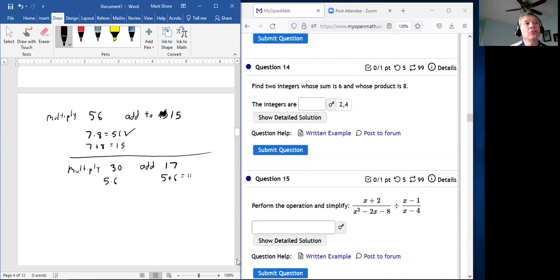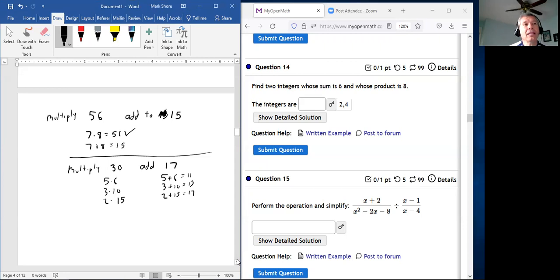So what other 2 numbers will multiply to give you 30? 3 times 10 works there, but 3 plus 10 is 13. So you have to keep on trying to come up with numbers. So it's 2 times 15. That works. 2 times 15 is 30, and 2 plus 15 is 17.